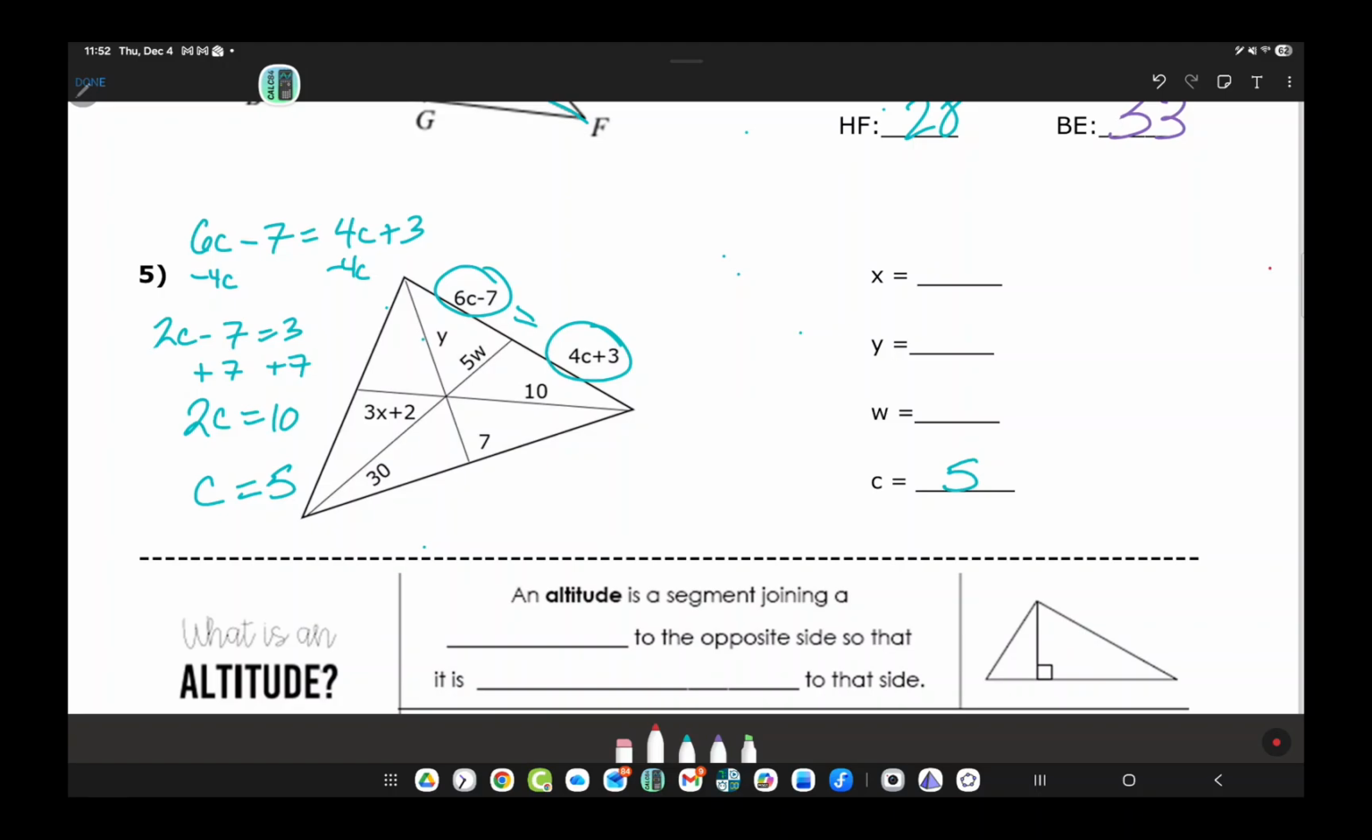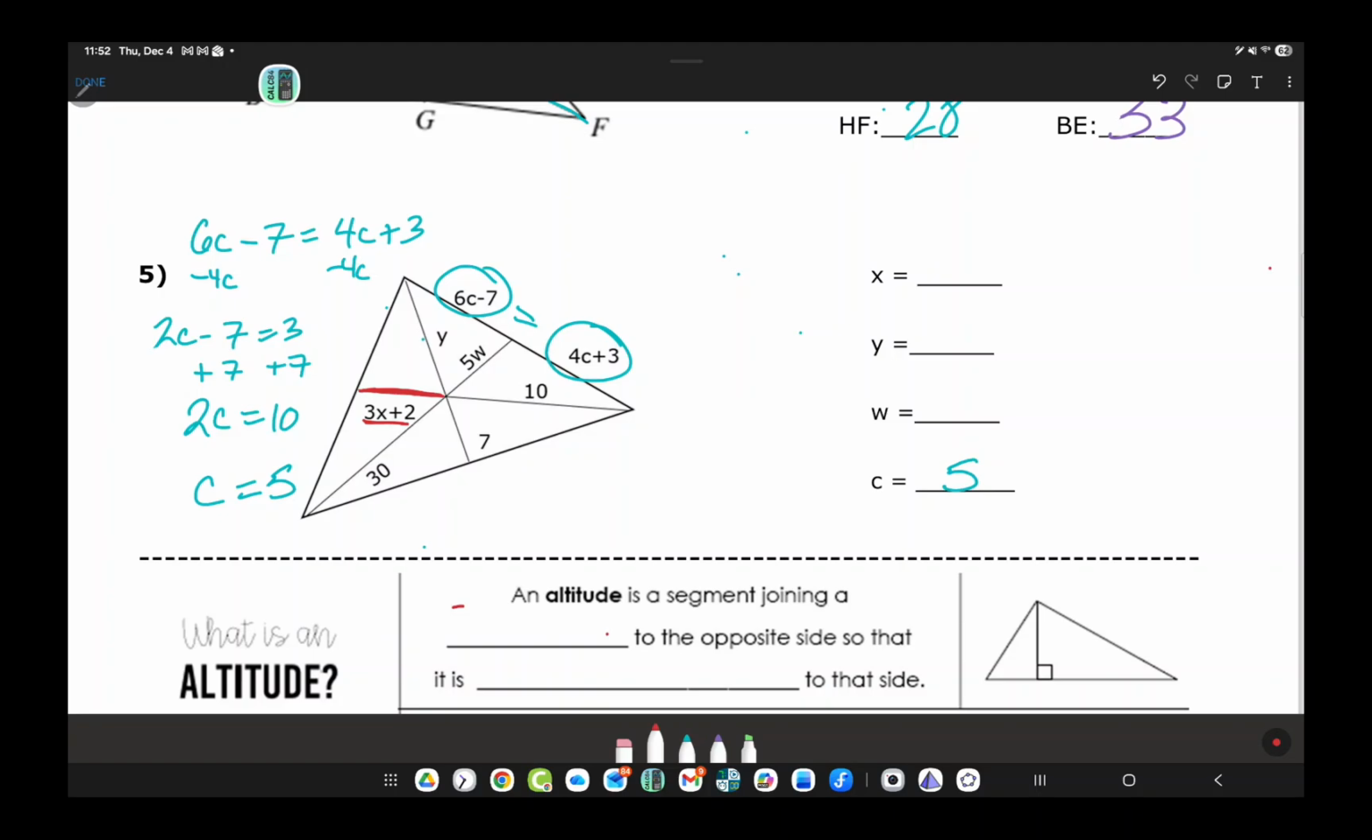We want to solve for x. This right here is the 3x minus 2. What is that segment equal to? What actually is the value of the segment? Besides 3x plus 2, what is that segment equal to? The 7. It's equal to 5.